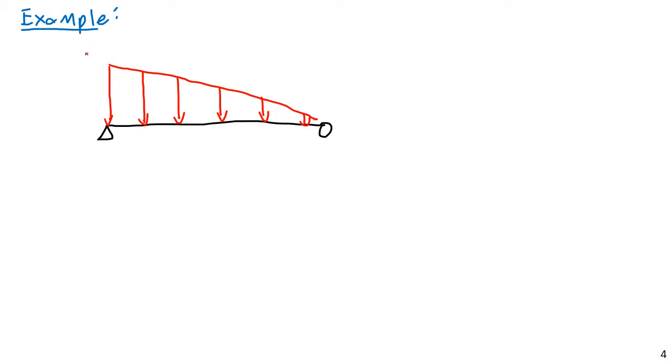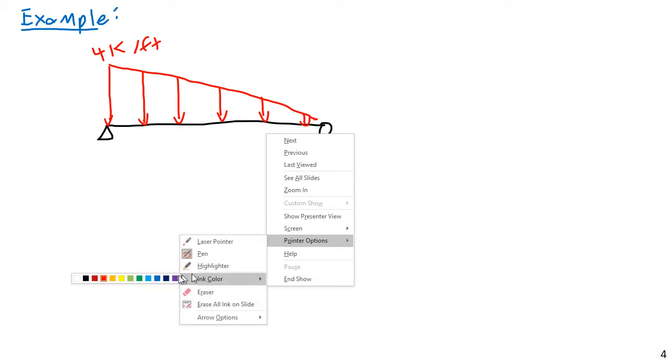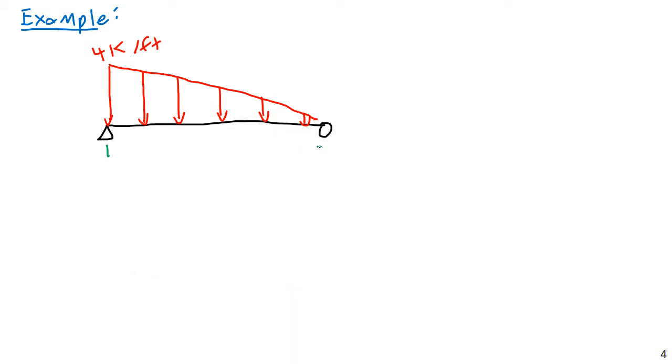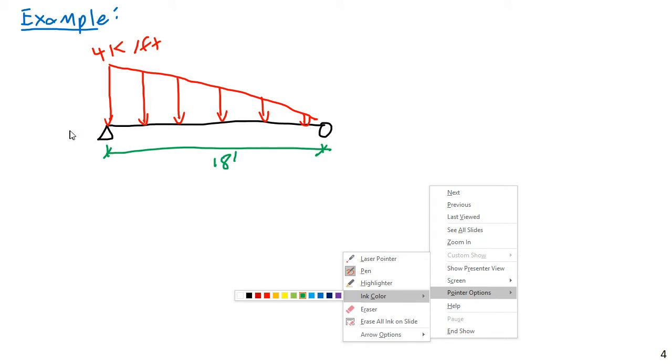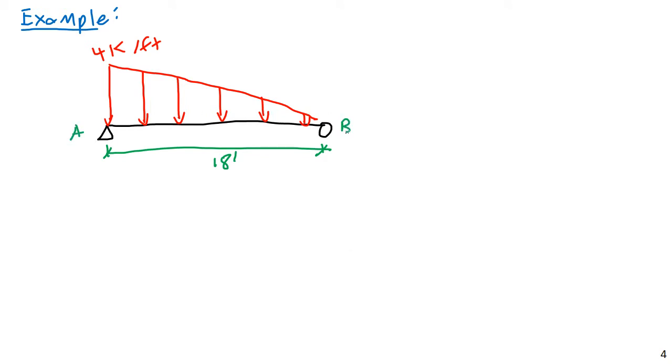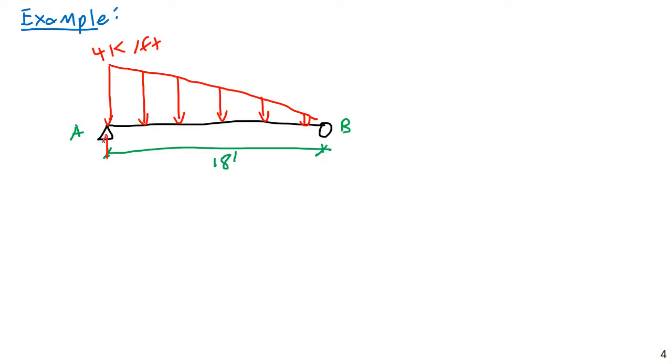Anyway, let's say the upper load here is 4 kips per foot, and let's say we have a beam length of 18 feet. And this will have reactions. Let me define points A and B, and we have reactions AY and BY. I'll go ahead and neglect AX because it's obviously zero.